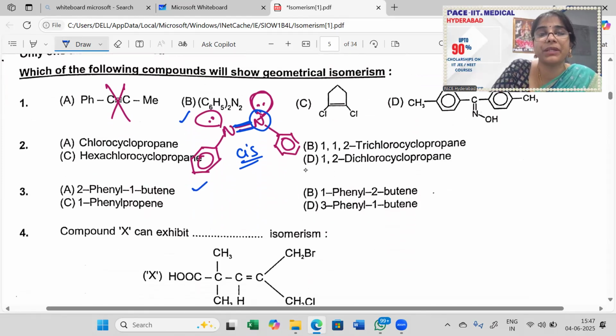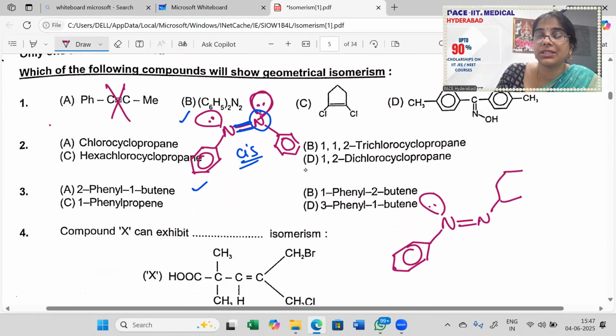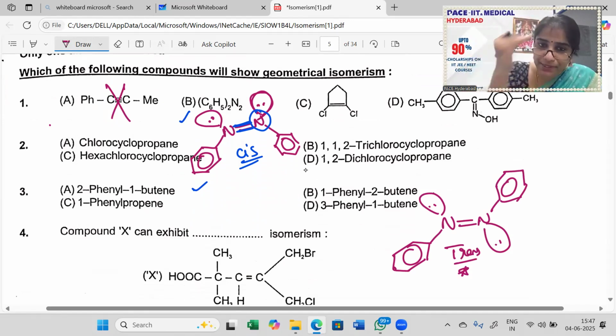Now I can do the same thing for the same question. See, nitrogen double bond nitrogen. I can show one lone pair here, and the left side I'm not changing. The right side I am changing so that it has my phenyl group like this, and the lone pair on the other side. So do you see this as trans? So this is cis and that is trans. Two similar groups on opposite sides is trans; two similar groups on the same side is cis.